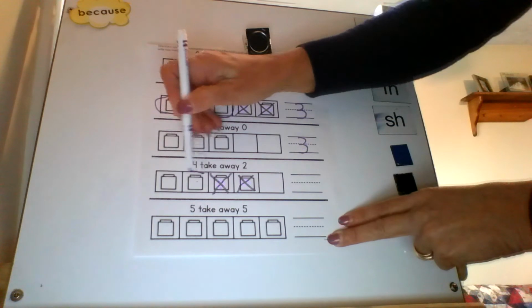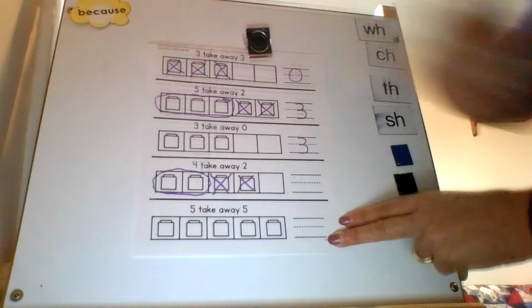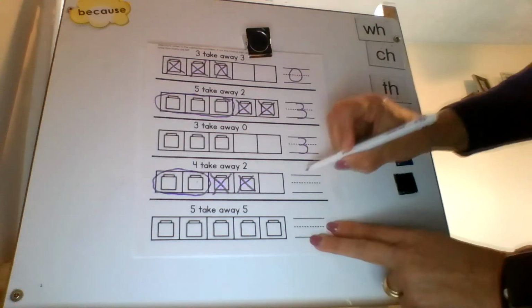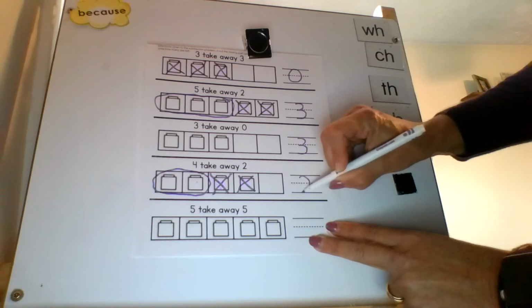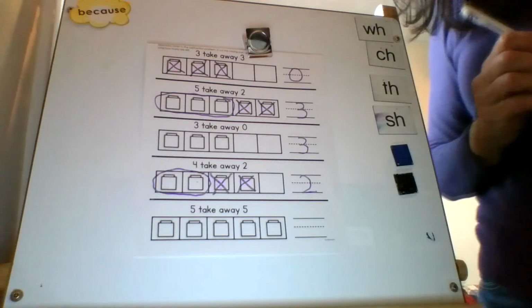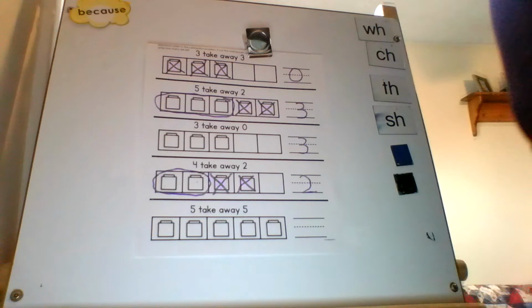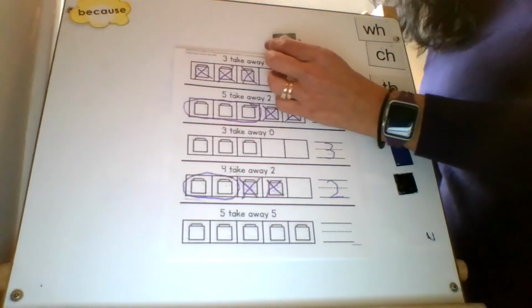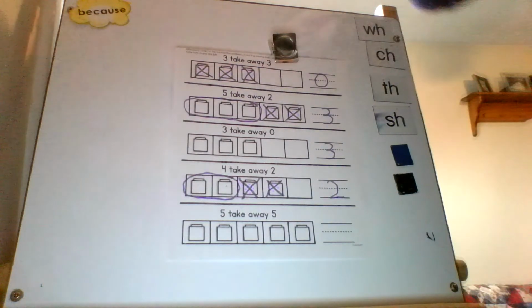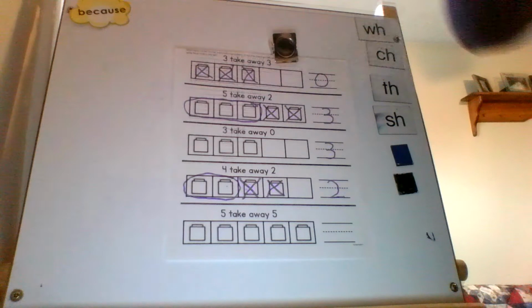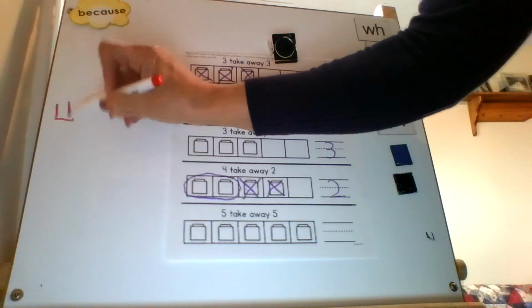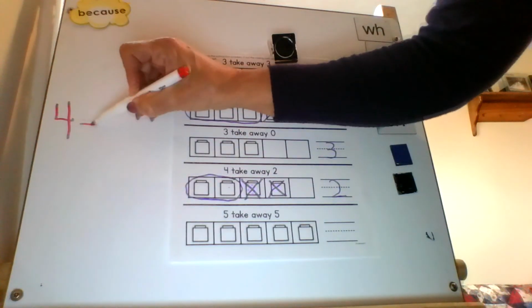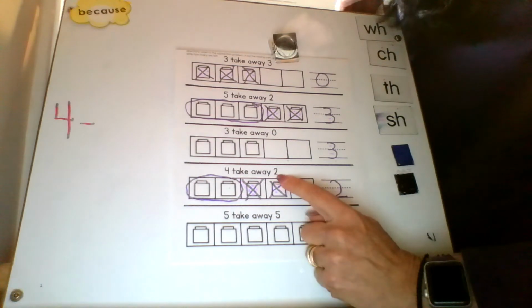And how many do I have left? You're right, I have 2 left. Making my 2 go the right direction. And to write this in a number sentence, let's see if you can go ahead and tell me what I should start with. What number should I start with? Right, 4. And I need to put that minus sign. How many am I taking away? 2.